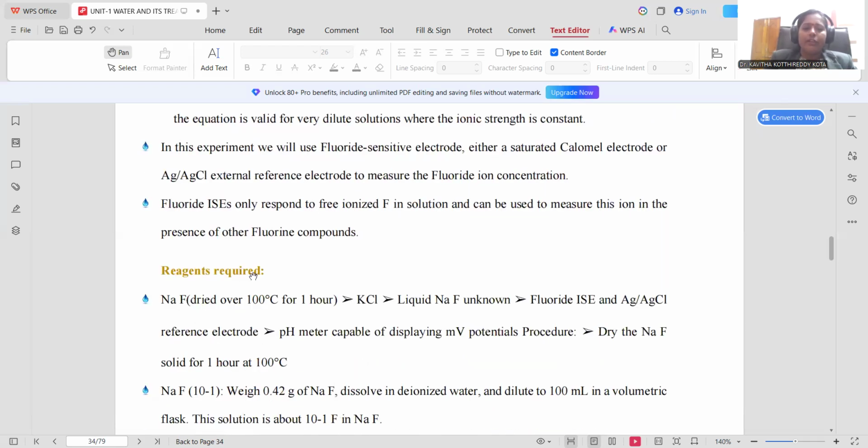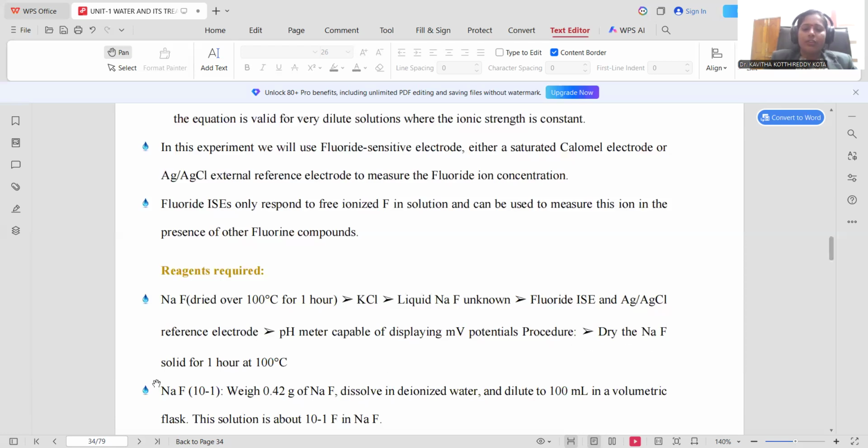Here are the reagents required. Sodium fluoride is required, dried at 100 degrees centigrade for a period of 1 hour. Potassium chloride is required. Liquid sodium fluoride is also required. For the ion selective electrode, we need the lanthanum fluoride solid state membrane electrode. An external silver chloride electrode is required as the reference electrode.